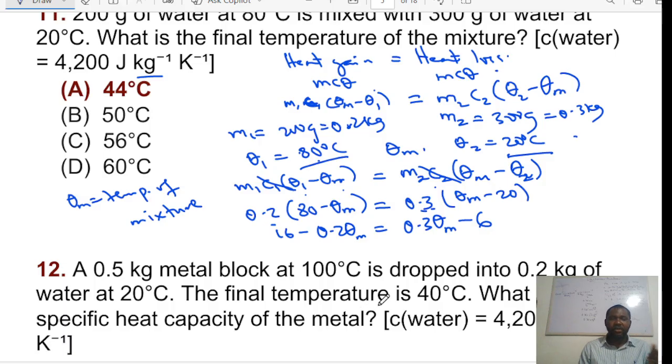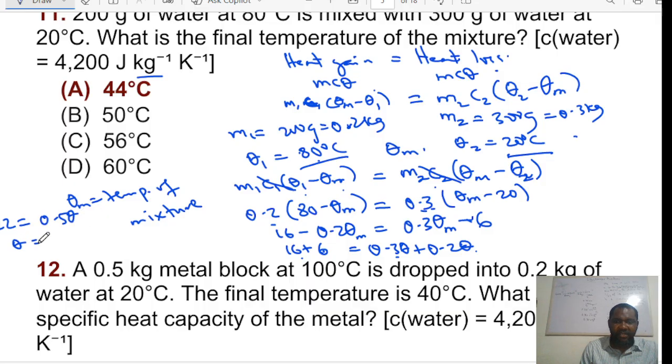So, taking like terms, 6 coming here, this going there, you're going to have 16 plus 6 is equal to 0.3 theta plus 0.2 theta. If this crosses, it becomes plus 0.2 theta. If minus 6 crosses, it becomes plus 6. So 16 plus 6 here is 22, equals 0.3 theta plus 0.2 theta, which is 0.5 theta.